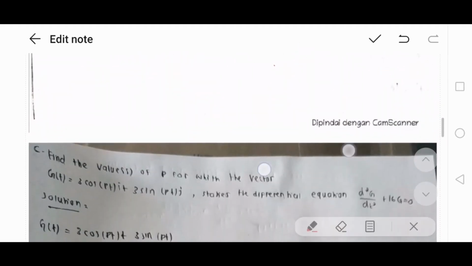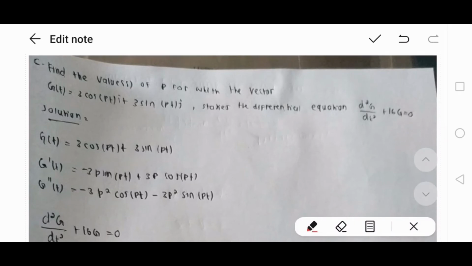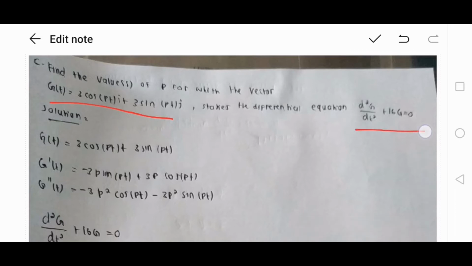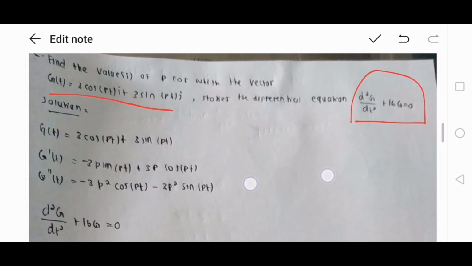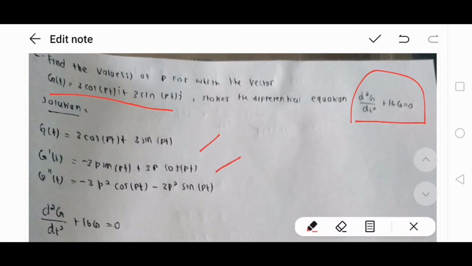Okay, for question C, find the values of p for which the vector g(t) satisfies the differential equation d squared g over dt squared plus 16g equal to 0. So first step, we must differentiate g(t). Differentiate g(t), we get -3p sin pt plus 3p cos pt.